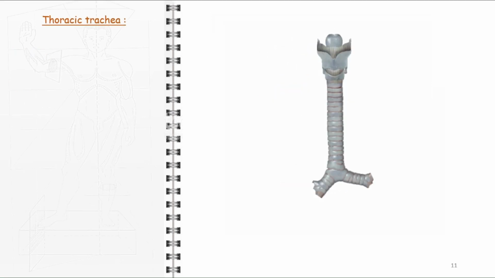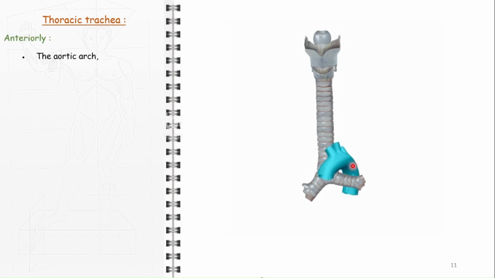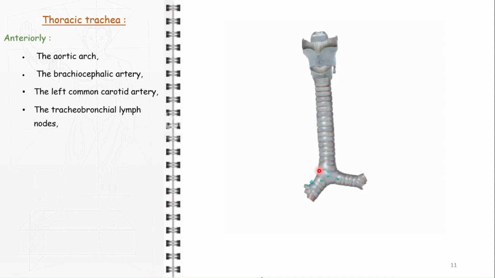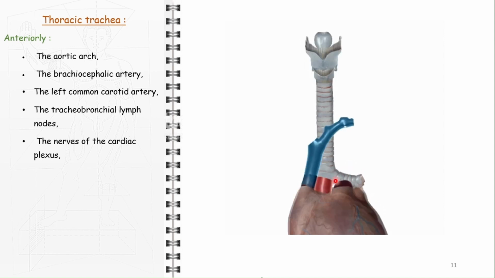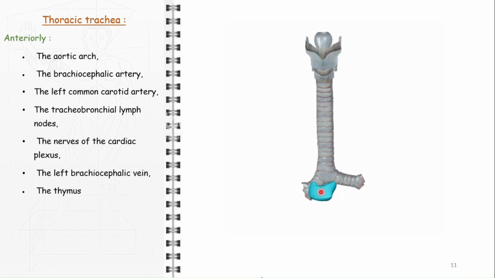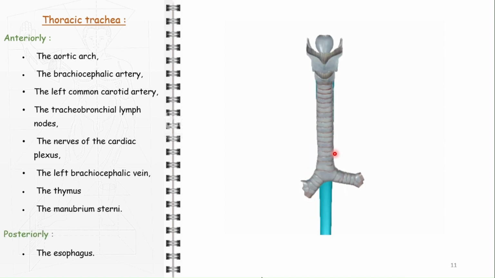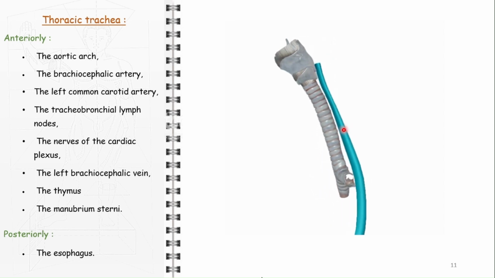On its thoracic segment, the trachea is in relation with the following structures. Anteriorly, the aortic arch. The brachiocephalic artery. The left common carotid artery. The tracheobronchial lymph nodes. The cardiac plexus nerves. The left brachiocephalic vein. And the thymus. With the manubrium sterni. And posteriorly, it is related to the esophagus.